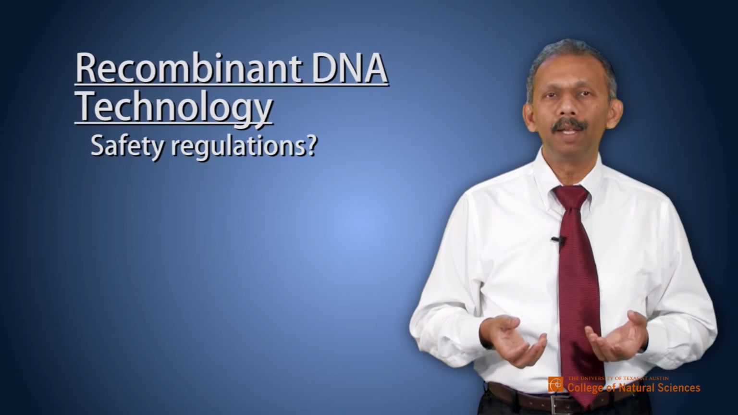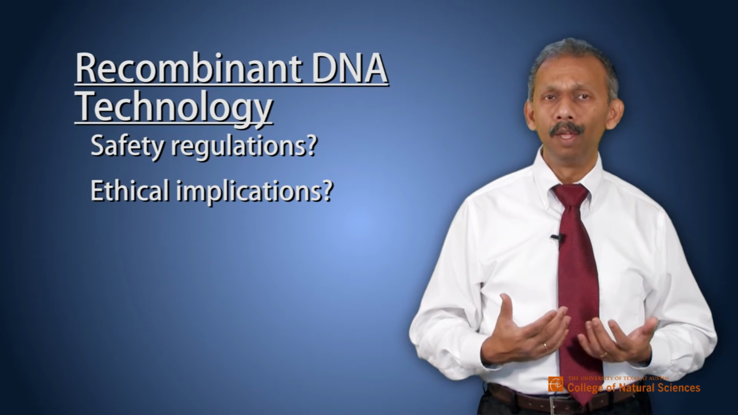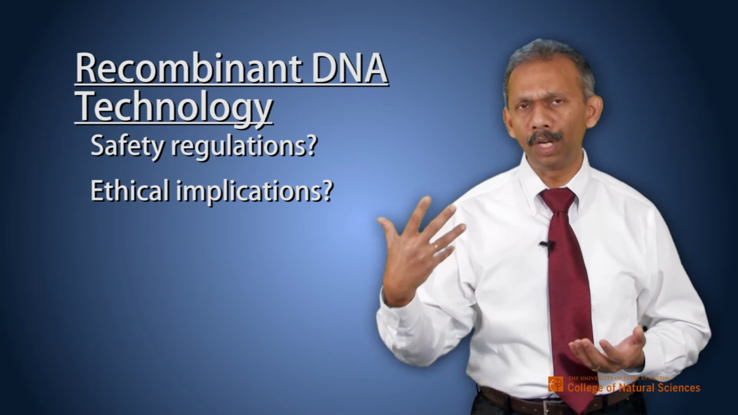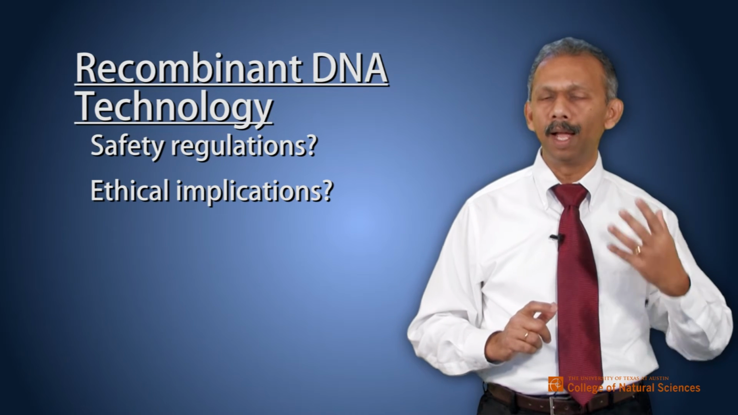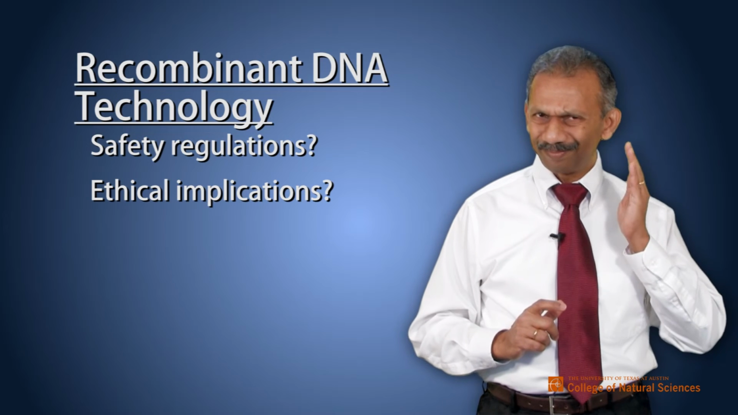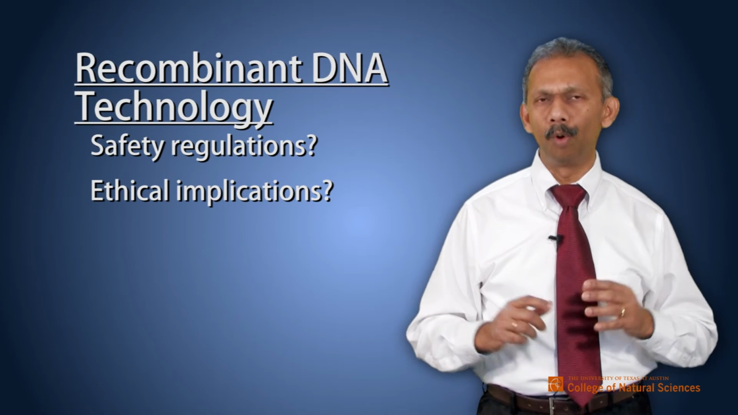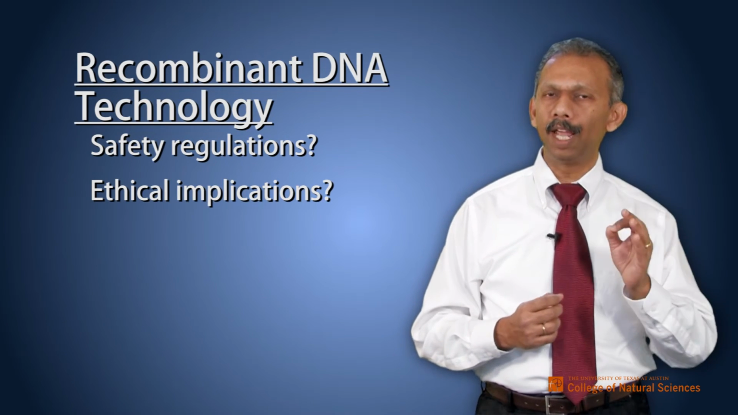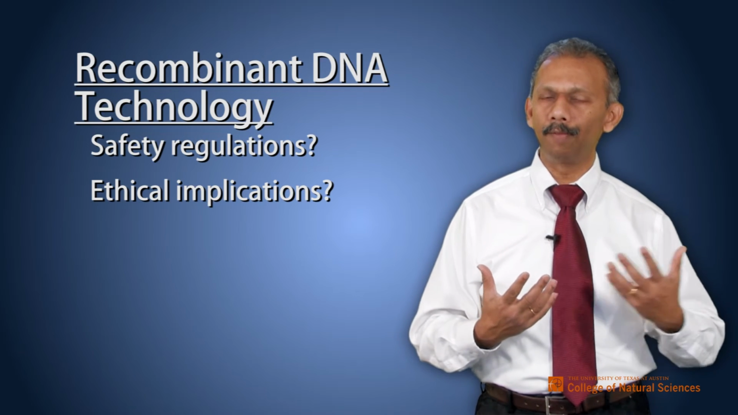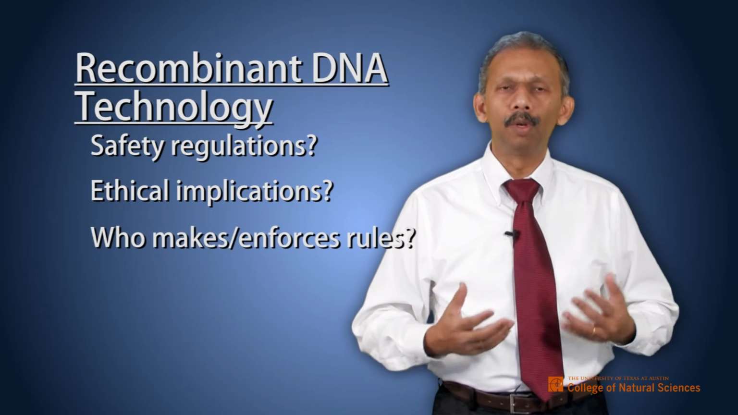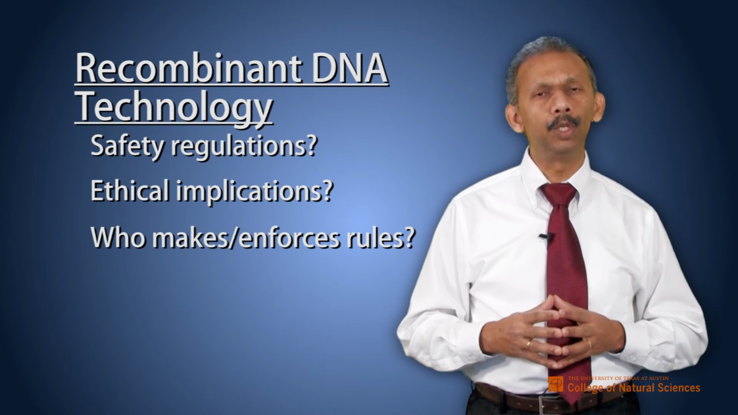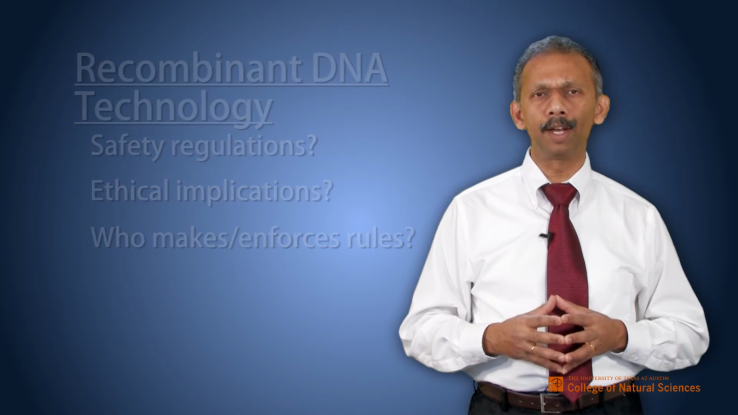Lastly, for this chapter, we need to understand what are the safety regulations involved and what are the ethical implications involved if you are going to manipulate the gene in the form of DNA and then introduce it to another organism. That is critical. The ethics is more based on society. The safety concerns the scientific safety of using recombinant DNA or a recombinant virus. Who makes these rules and who enforces these rules is good to have a general understanding of.